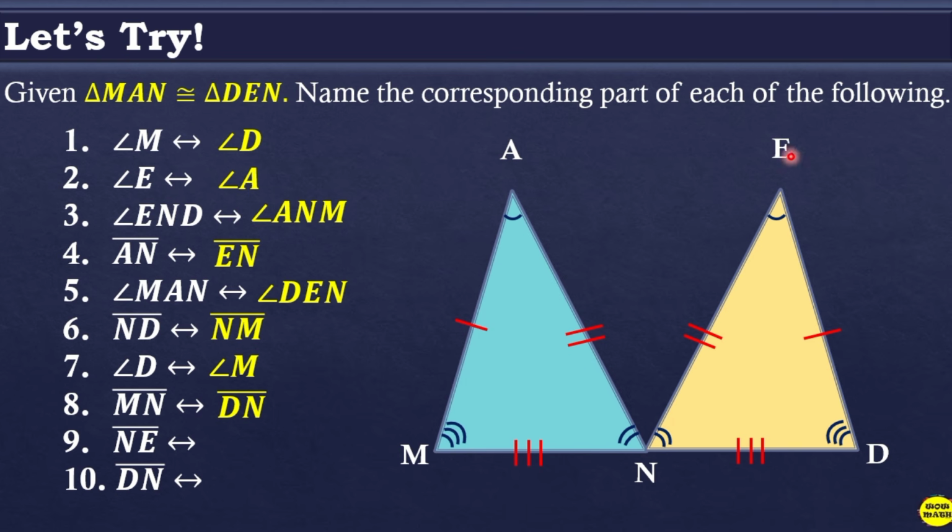Segment NE, ito yung segment NE natin with 2 thick lines. So, segment NA naman dito sa isang triangle. So, segment NE corresponds to segment NA. And then, segment DN. So, ito si DN. DN corresponds to segment MN. Okay. Or sabi ko nga, pwede nyo tingnan dito para ma-check nyo. Dito lang yan. Ito po, correspond siya dito. Yung gitna, correspond siya doon. So, yung last, correspond siya doon.